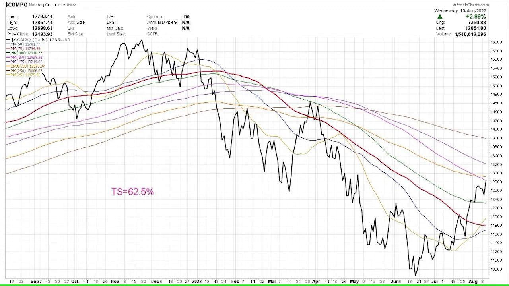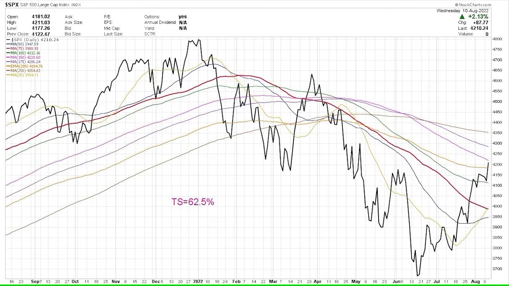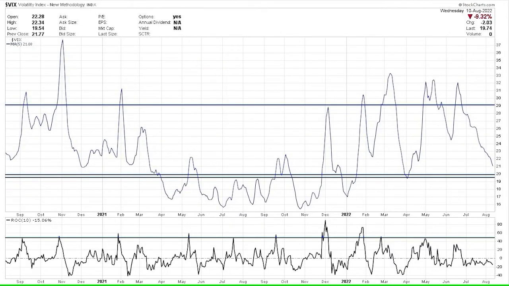Now this is on the Nasdaq. Then we have also the S&P 500, 62.5%. So we're above that 50%, looking very constructive. No guarantees, but it does look better.